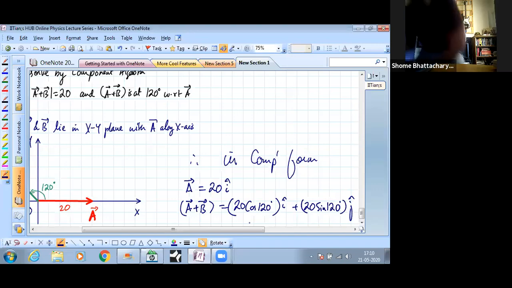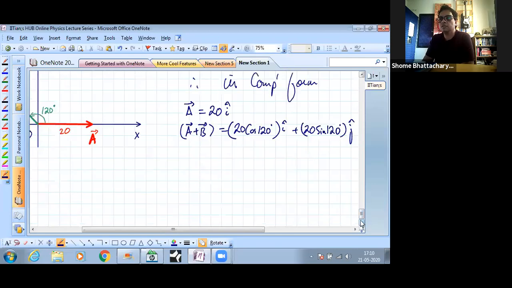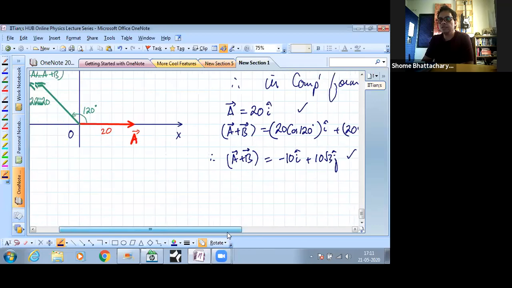Okay, people. So hope this is clear. So just solving this one step further. Okay, now you can see that from this, A plus B can be written as, now you know that cos 120 is minus cos 60. That is minus half, so it's minus 10 i cap. Sin 120 is the same thing as sin 60, so that's root 3 by 2. So this is 10 root 3 j cap. So now you see you got vector A and you got vector A plus B in component form.